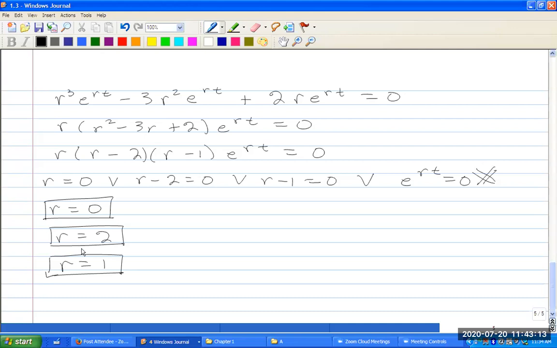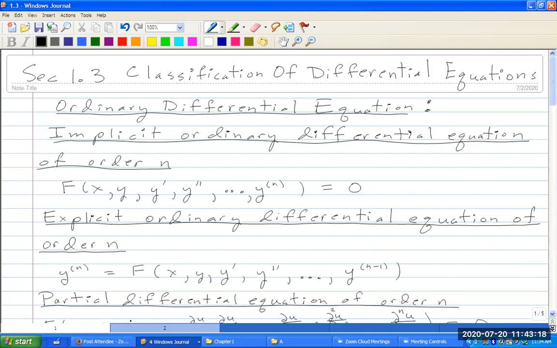So that finishes off section 1.3. Any questions on section 1.3? This is a quick classification of differential equations. I have not given you every classification; there are many more ways to classify differential equations. This will be done throughout the course.